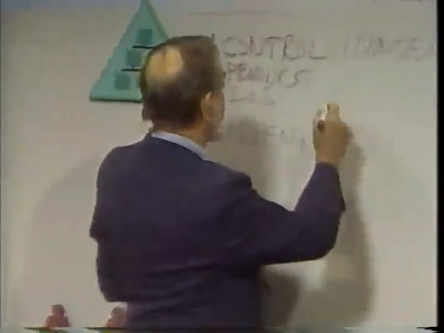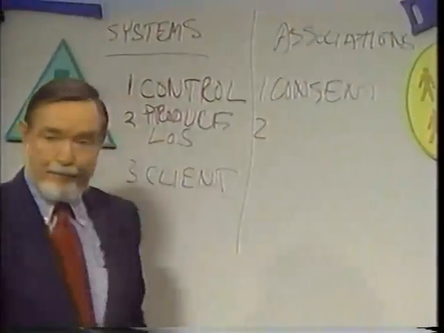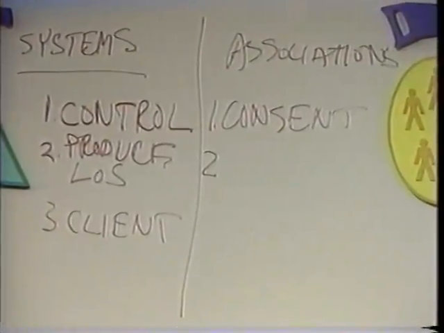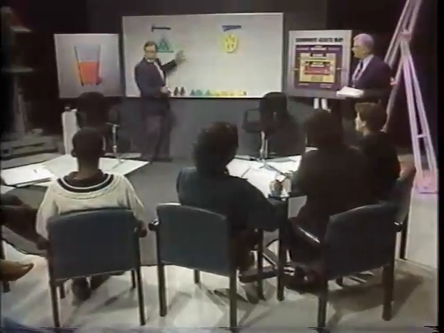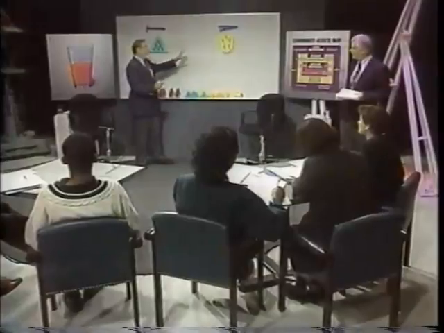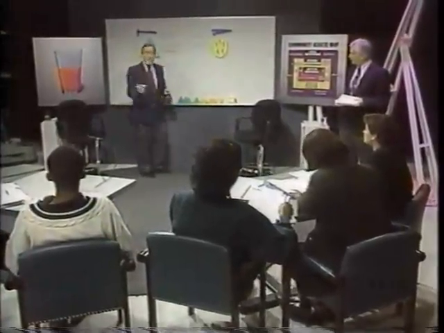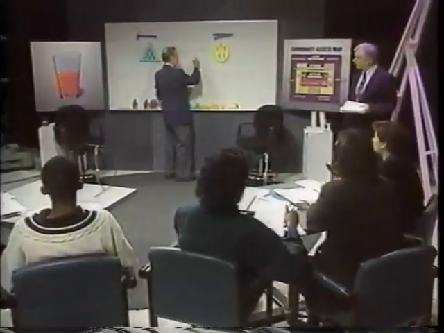Now, the second thing we know is that it can't produce a thing. Associations don't produce stuff. They don't produce services, for instance. But what they do allow and are the center of is care.